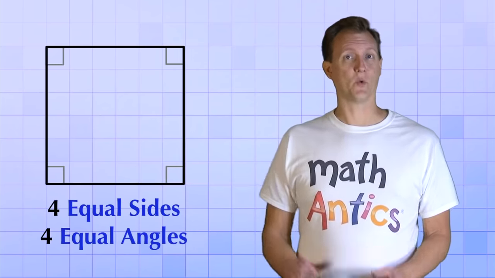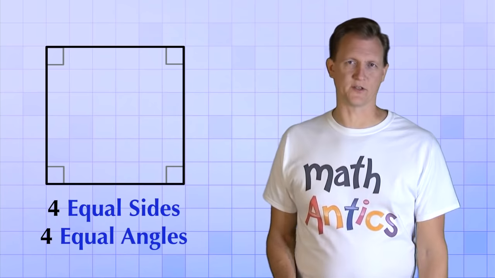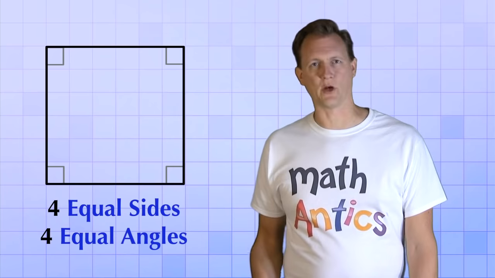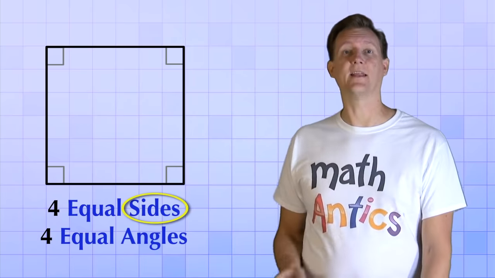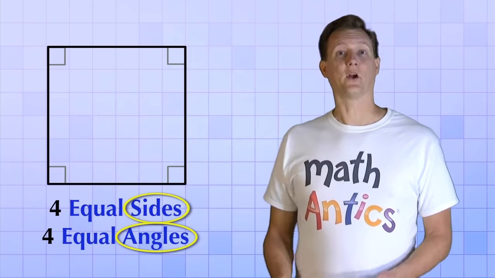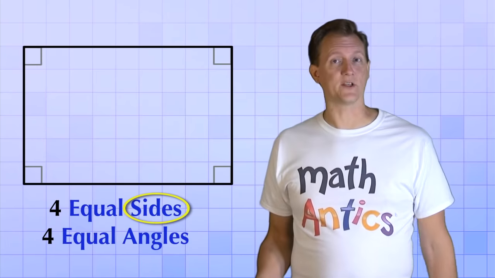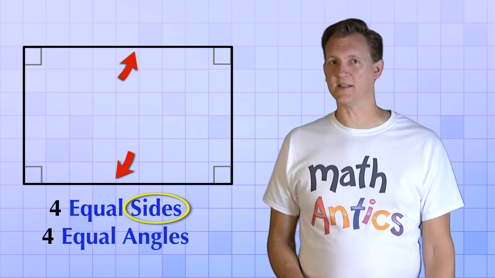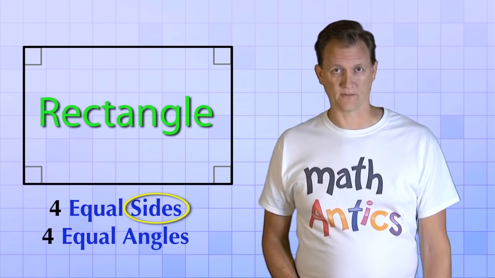Okay, so squares are an important type of quadrilateral. But we're going to make some changes to the square to see what other types of quadrilaterals there are. The two things that we can change are the sides and the angles. Let's start by changing the sides. Let's stretch our square in one direction so that one pair of sides is now longer than the other pair. This is what we call a rectangle.